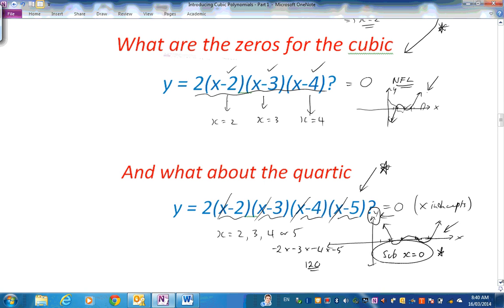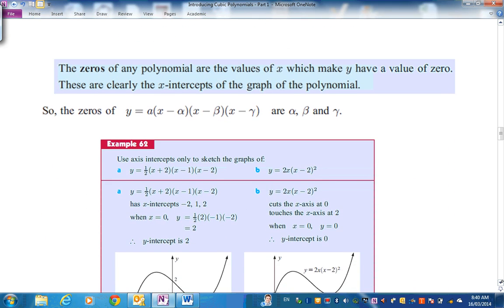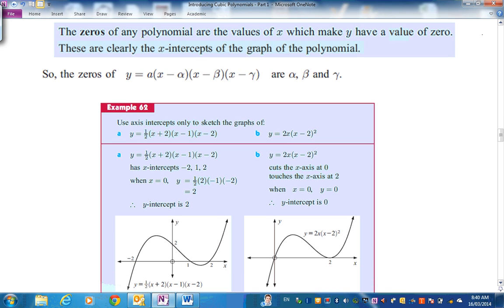Okay, are you ready to try your hand now at some of these? So there's what we've just established, coming from Hayes and Harris. The zeros of any polynomial are values of x which make y have a value of 0, and therefore that's where they cut the x-axis. So here you are. If you have that form, you can say those, alpha, beta, and gamma, are where it cuts the x-axis.